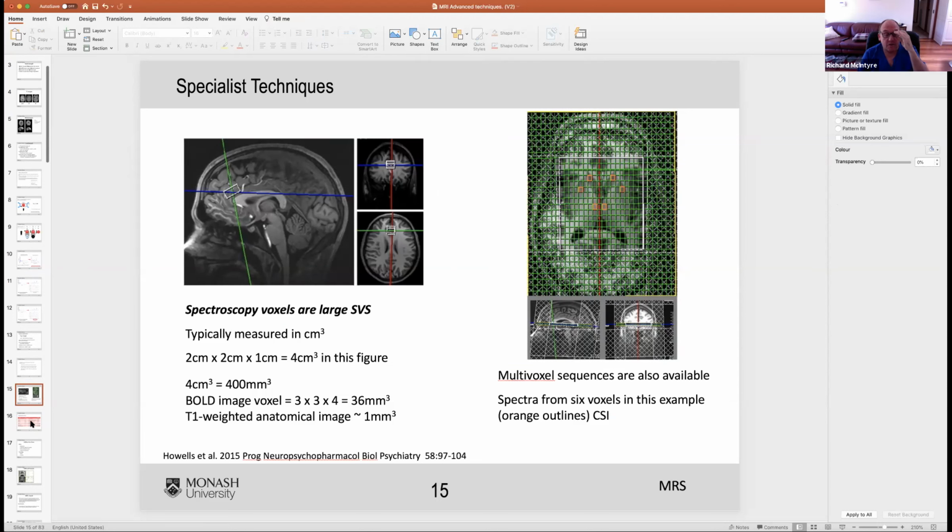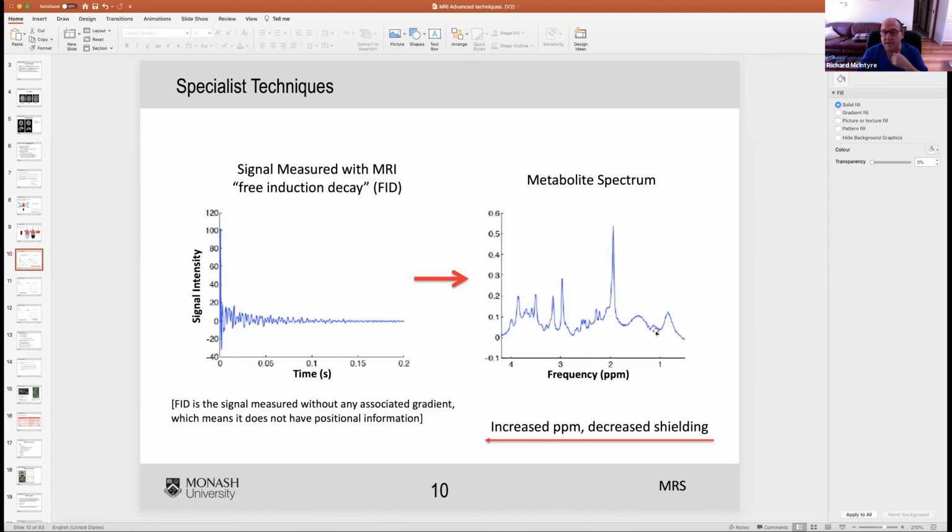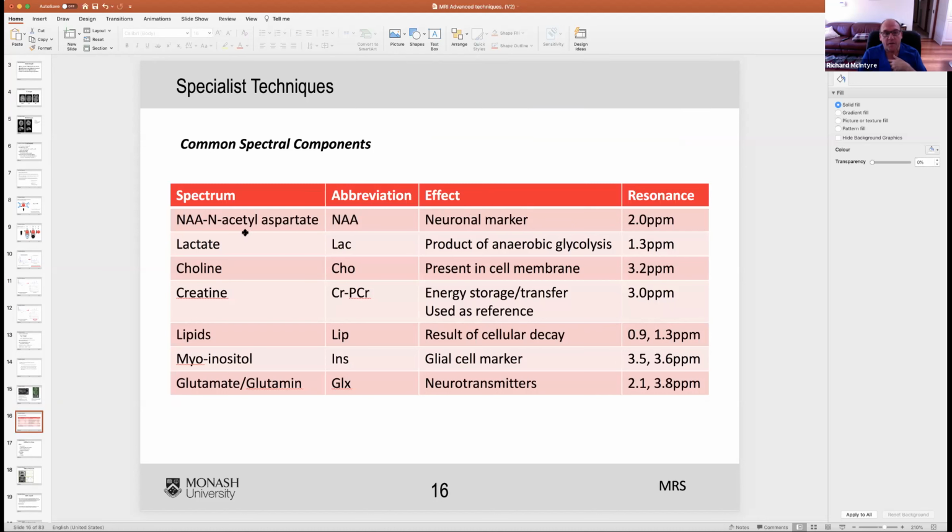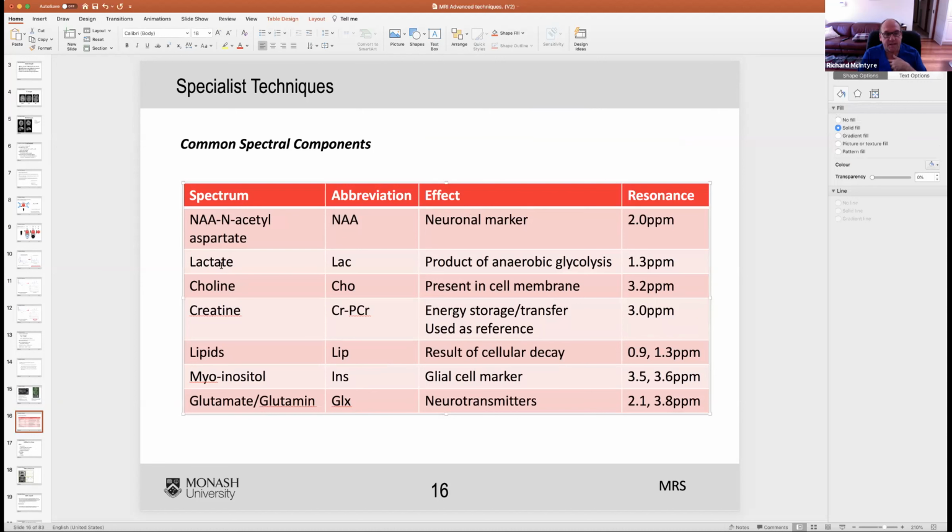Why do we care? Who cares? So you get a spectroscopy, and you see that in this case the lactate peak has elevated. Who cares? What does that mean? Well, we know that lactate is a product of anaerobic glycolysis. We've all felt lactic acid when we run for the bus or when we do our bench press that we all do every day. So we all get lactic acid buildup.